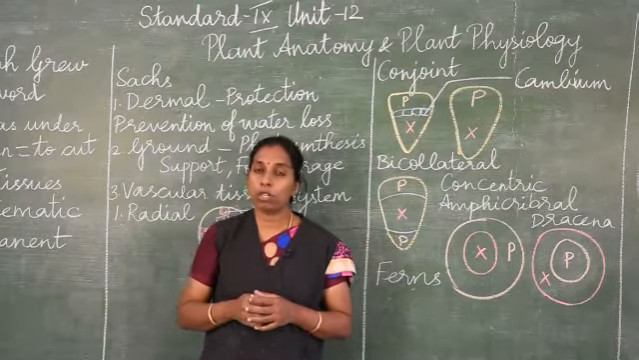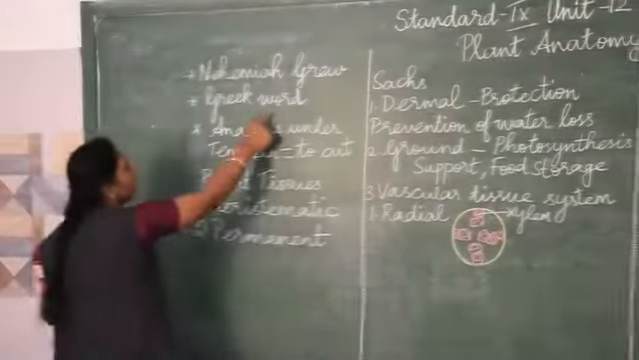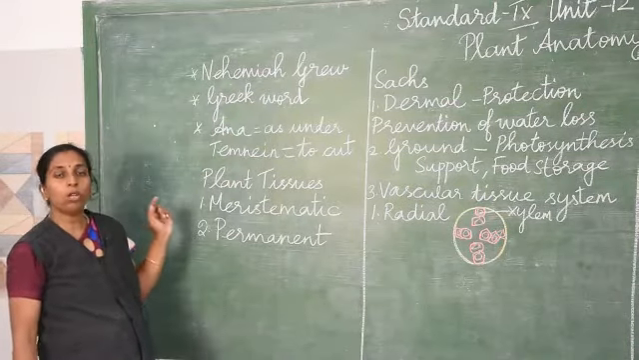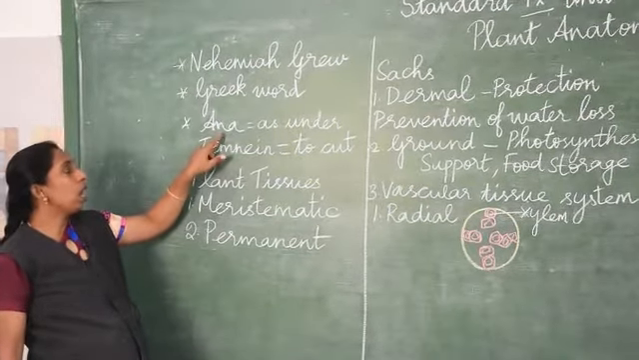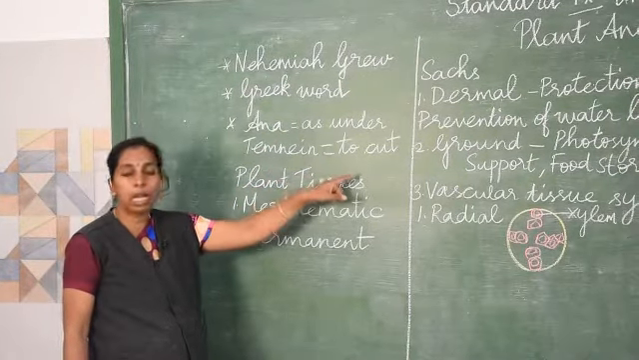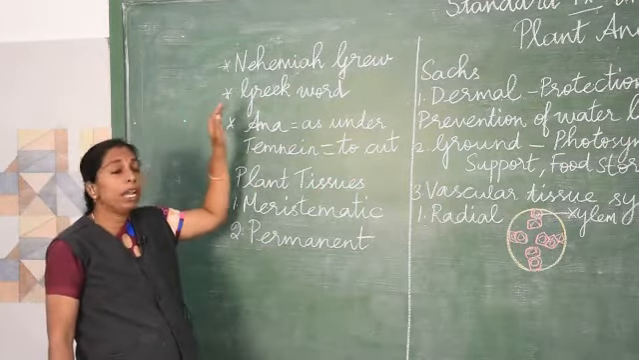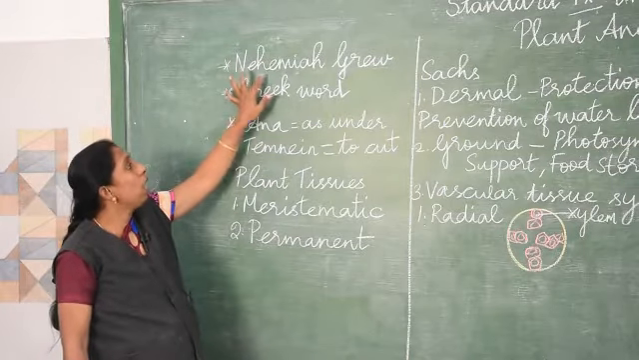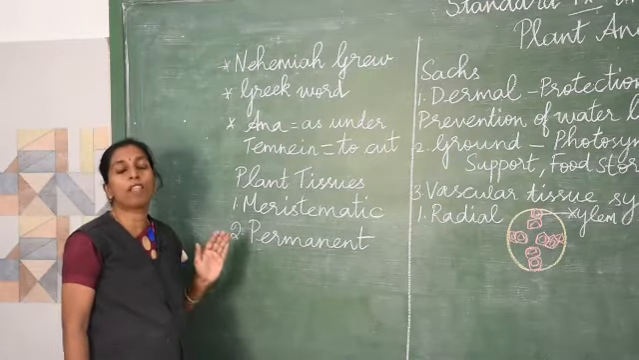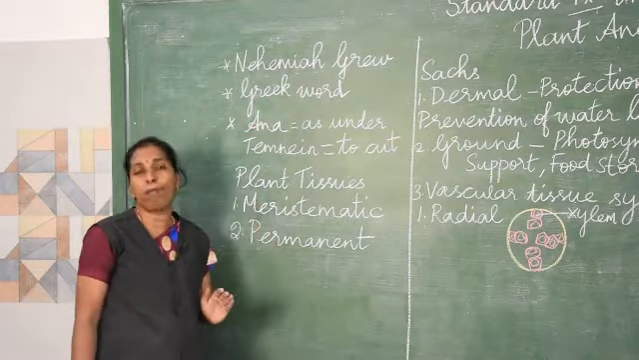Now we shall learn, as I already told you, plant anatomy is a Greek word, where ana means asunder and temnein means to cut. See here, Nehemiah Grew is called the father of plant anatomy. Who is called the father of plant anatomy? Nehemiah Grew is called the father of plant anatomy.